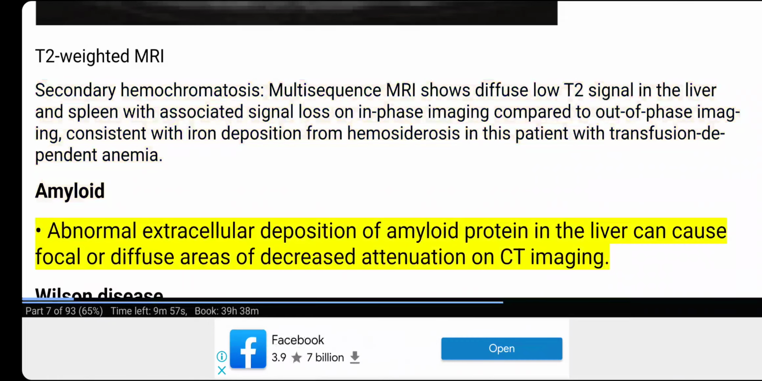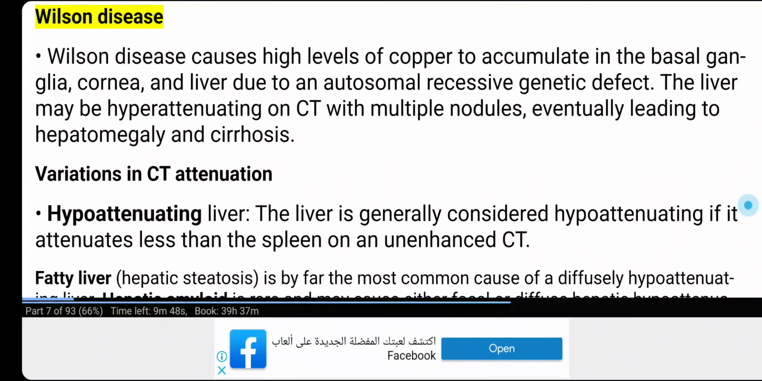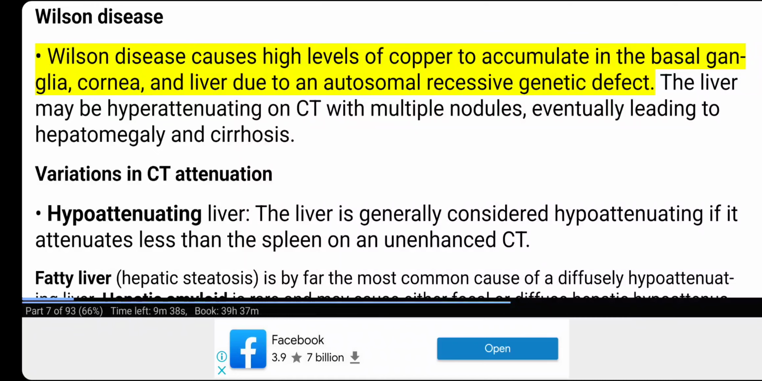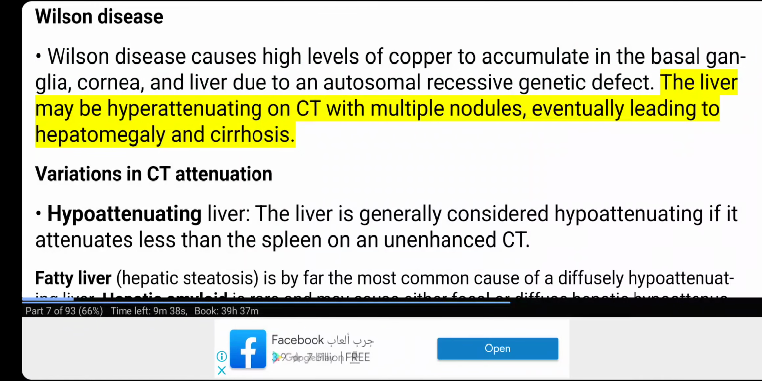Amyloid. Abnormal extracellular deposition of amyloid protein in the liver can cause focal or diffuse areas of decreased attenuation on CT imaging. Wilson disease. Wilson disease causes high levels of copper to accumulate in the basal ganglia, cornea, and liver due to an autosomal recessive genetic defect. The liver may be hyperattenuating on CT with multiple nodules, eventually leading to hepatomegaly and cirrhosis.